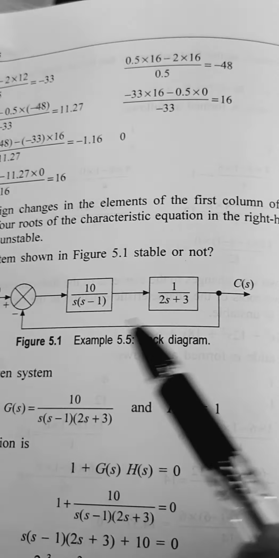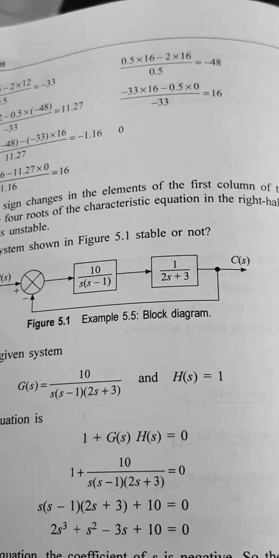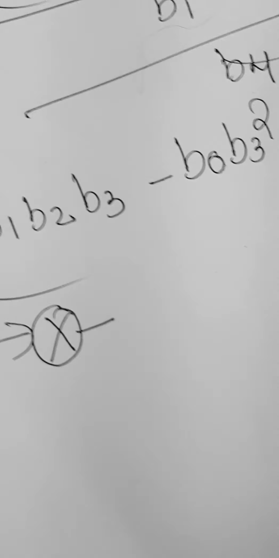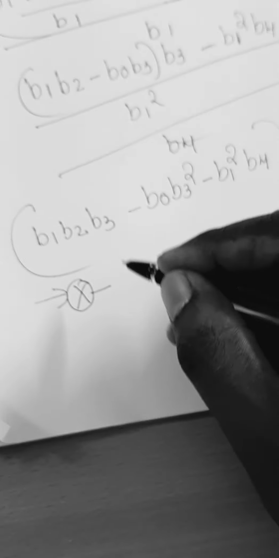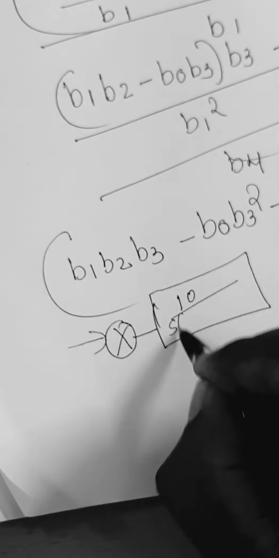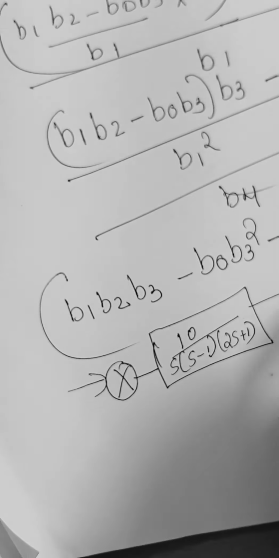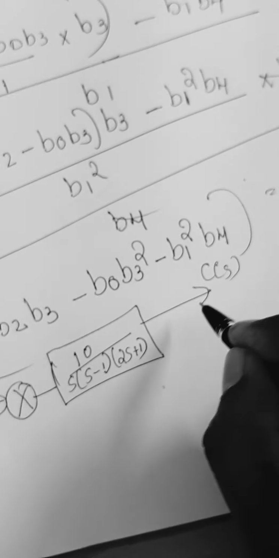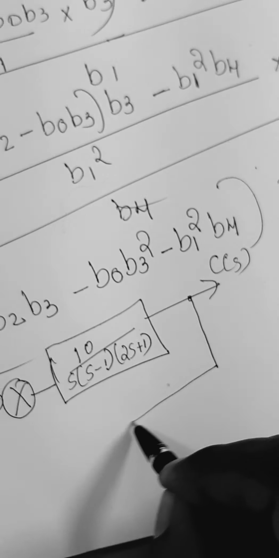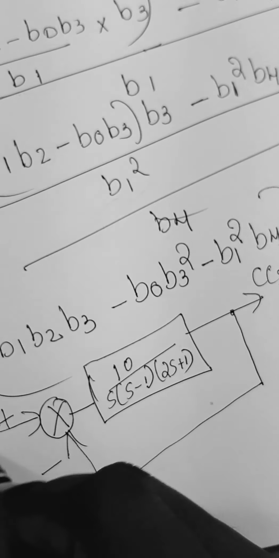Now, these two blocks can be multiplied and you can make a single block. So it is like this. You are getting a single block with 10 divided by S into S minus 1 into 2S plus 1. Then you are having the C of S. From there you are drawing back to here. So this is minus, here plus, negative feedback. This is R of S.